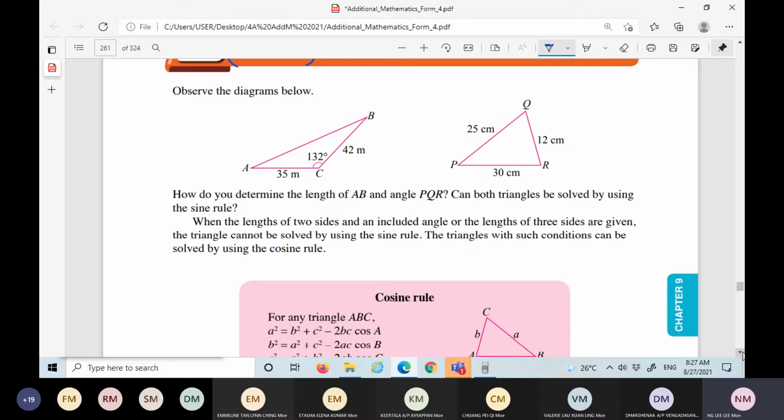Okay, how do you determine the length of AB? And then the angle of PQR. Okay, this one, PQR here. Can both triangles be solved by using the sine rule? Okay, we revert back to the sine rule. Page 245.